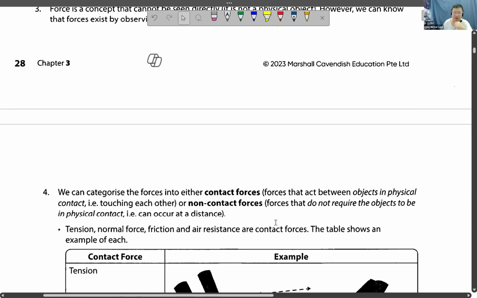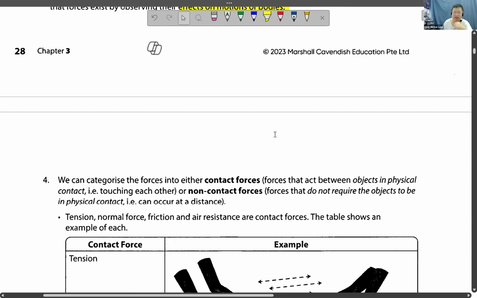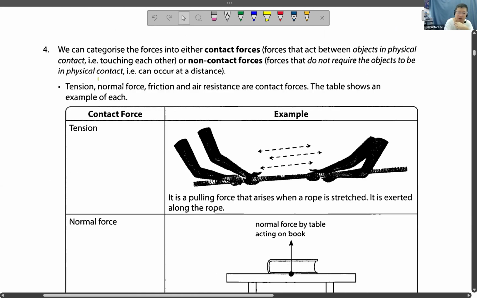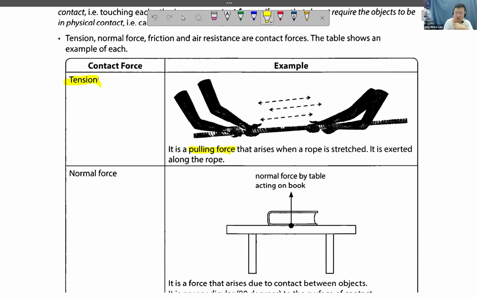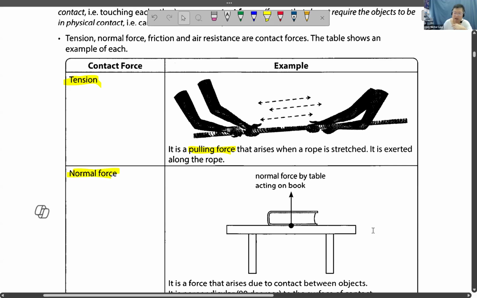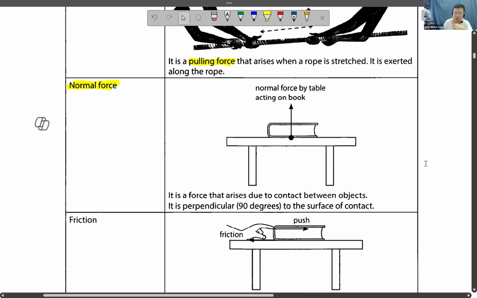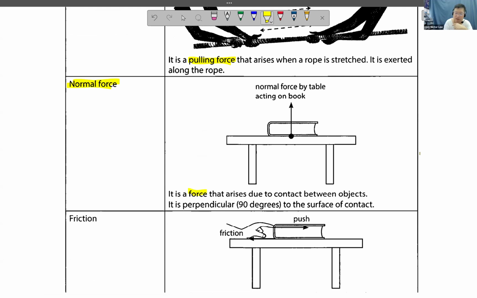So down here are the detailed explanations. For example, tension is basically a pulling force. To pull is called tension. Normal force is when you act on something, then the reaction force acting back is called the normal force. It is a force that arises due to contact between two objects, so usually it's perpendicular to the surface of contact.